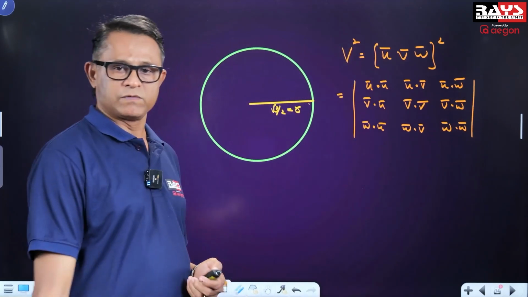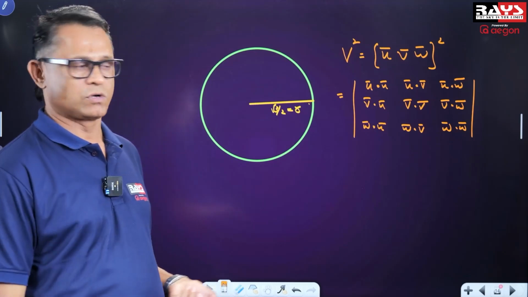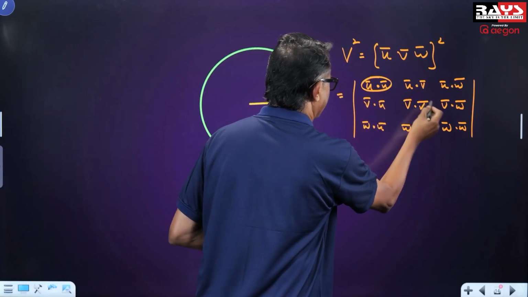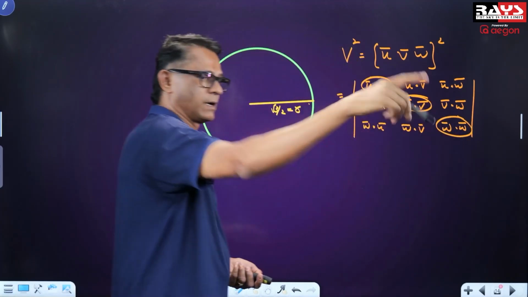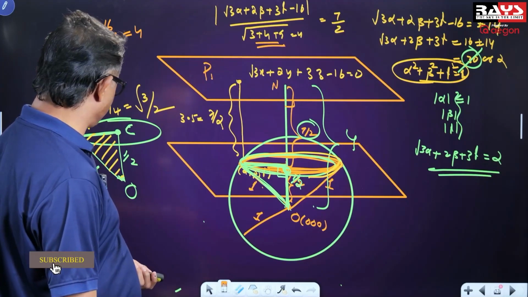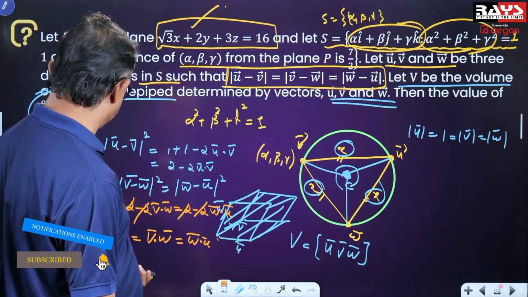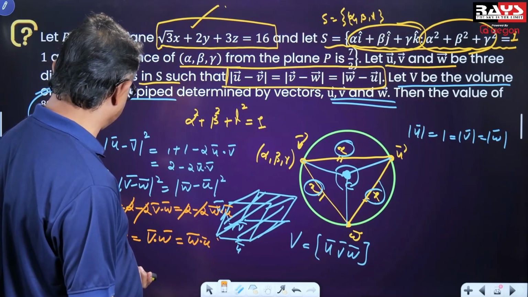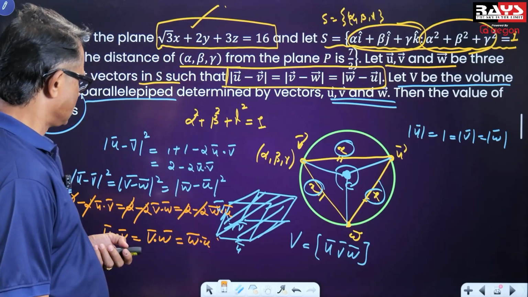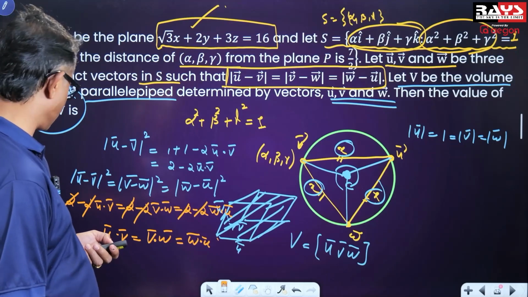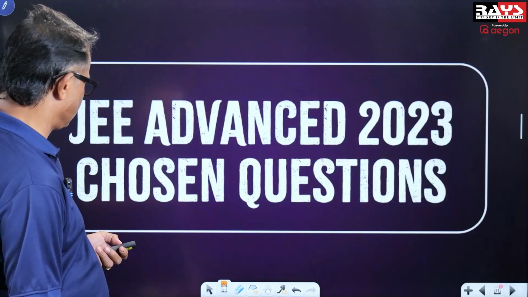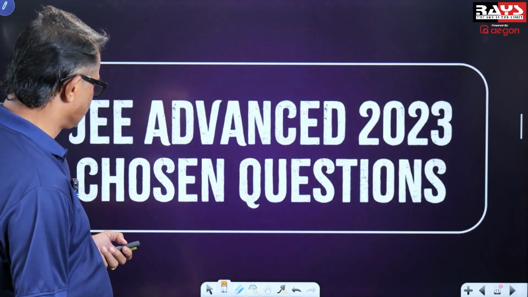See, mod u square is 1. u dot u means mod u square. Mod u square, mod v square, mod w square, all these things are 1. So this diagonal is 1, 1, 1. And u dot v is equal to what? u dot v is equal to v dot u, v dot w equal to w dot u. Okay, we got all these things. Now how will we find u dot v?